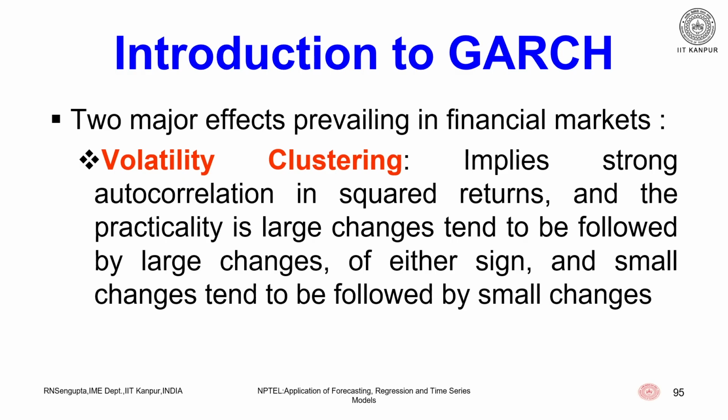Now, what is the effect if we are certain that we want to use the GARCH method, and the volatility is changing with respect to time, and volatility is an autoregressive process? What happens as an output? There are two major effects which are found prevailing in the financial markets. One is volatility clustering, clumping of volatility. Sometimes it is very high, they are all clumped together, sometimes very low, they are clumped together. This implies strong autocorrelation in the squared returns, and the practicality is that large changes tend to be followed by large changes of either sign, and small changes tend to be followed by small changes. So, large changes are clustered together and they follow each other. They mimic for a duration of time, then small changes occur, they mimic subsequently. It is not that abruptly large and small changes are side by side; they are clustered, that is why it is known as volatility clustering.